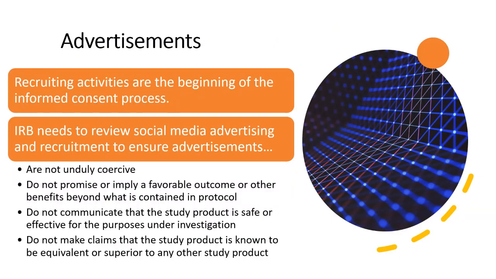So how do we review advertisements? What are the considerations required? Recruiting activities are the beginning of the informed consent process. So the IRB needs to review social media advertising and recruitment to ensure advertisements are not unduly coercive, do not promise or imply a favorable outcome or other benefits beyond what is contained in the protocol, and do not communicate the study product is safe or effective for the purposes under investigation, and do not make claims that the study product is known to be equivalent or superior to any other study product.